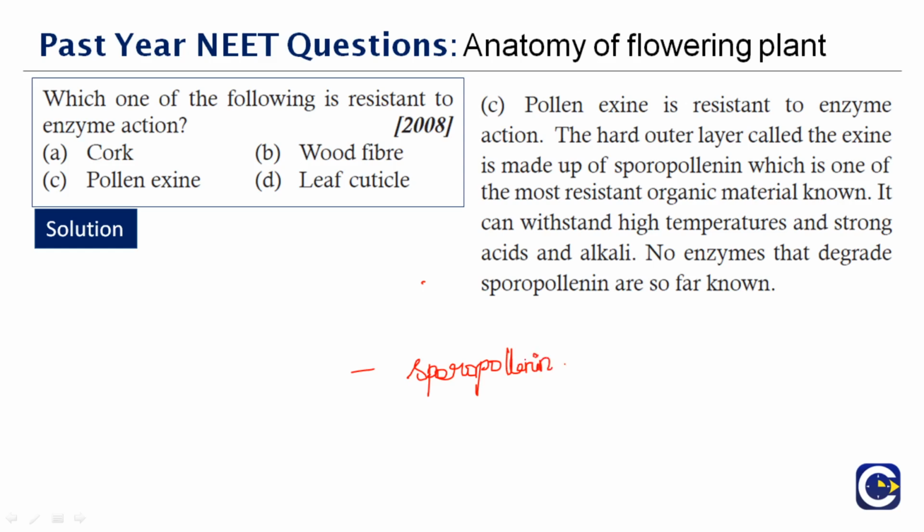It is actually an organic material. It can withstand high temperatures and strong acids and alkalis. So sometimes even when you use certain enzymes to degrade it, you cannot degrade it because it is resistant to the action of enzymes. So which one of the following is resistant to enzyme action? It is pollen exine, the hard outer layer, made up of an organic compound called sporopollenin. Therefore, the correct answer to this question is option C.